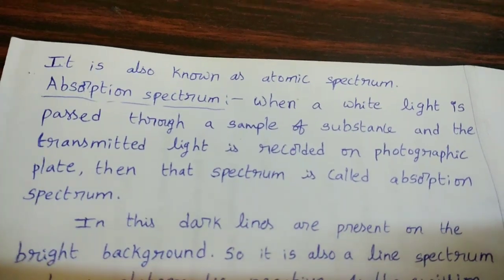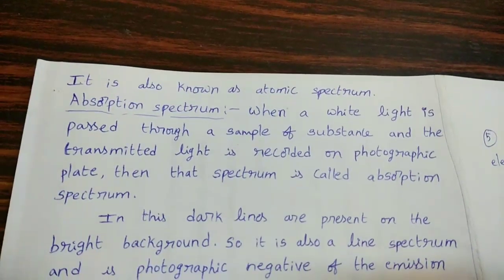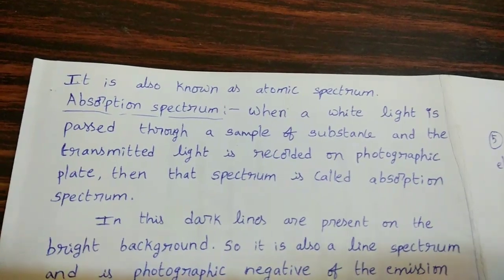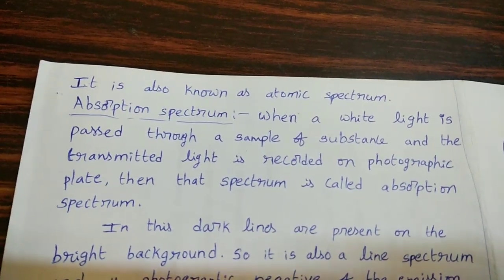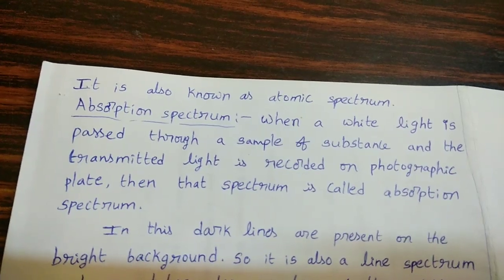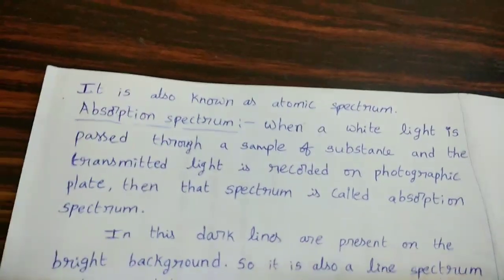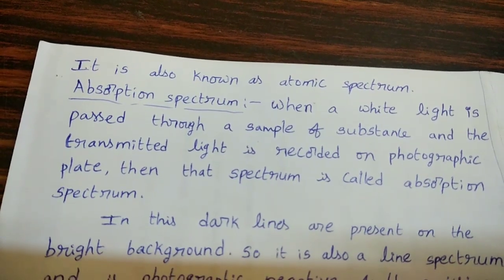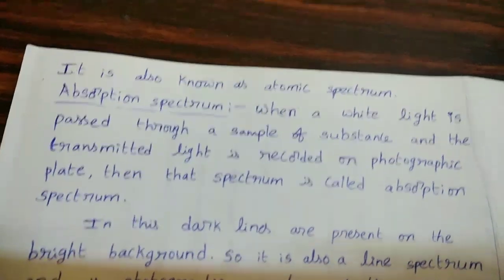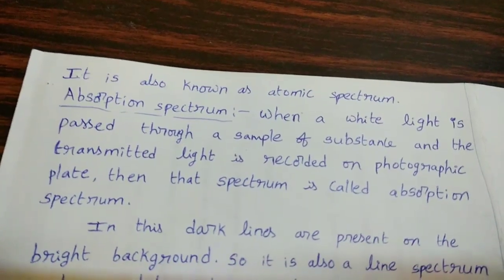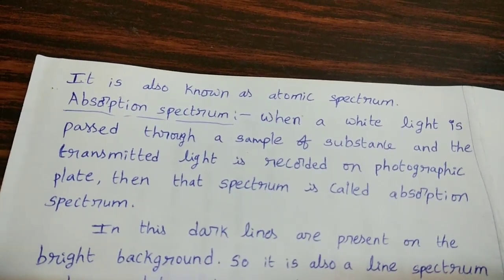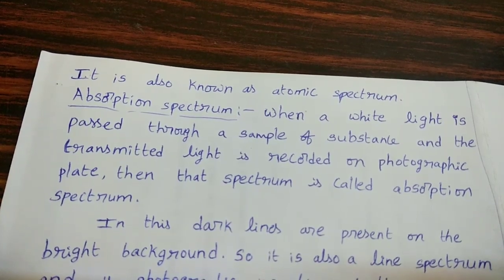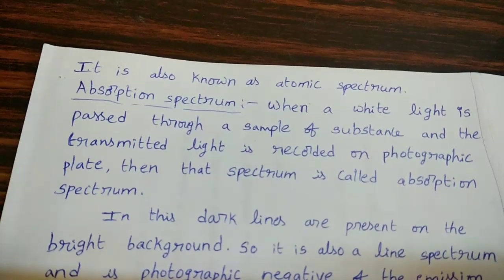Next, absorption spectrum. When a white light is passed through a sample of substance and the transmitted light is recorded on photographic plate, then that spectrum is called absorption spectrum. Say this, absorption spectrum. When white light is passed through a particular sample of the substance and some of the wavelengths are absorbed by the substance and remaining wavelengths are transmitted. For that transmitted light, if we take spectrum, that is absorption spectrum.